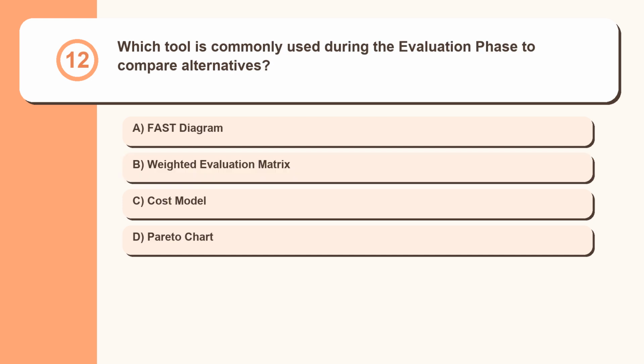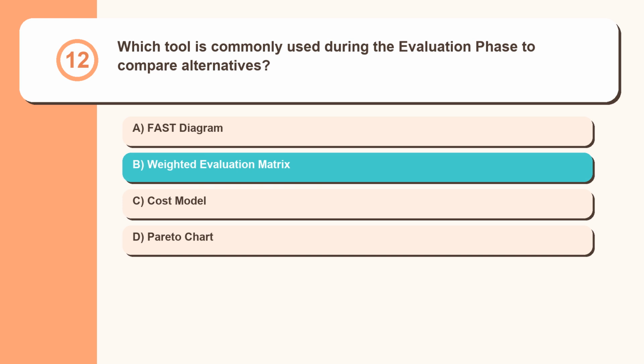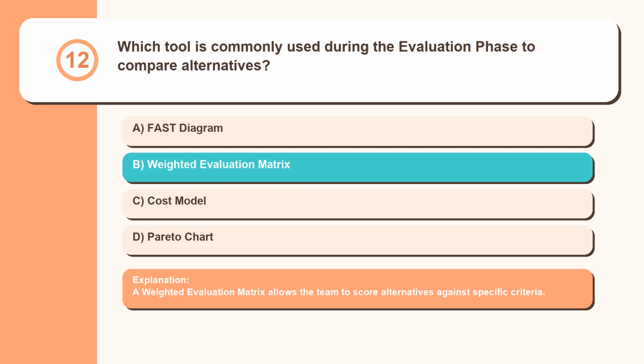Question 12. Which tool is commonly used during the evaluation phase to compare alternatives? Fast diagram, weighted evaluation matrix, cost model, Pareto chart. A weighted evaluation matrix allows the team to score alternatives against specific criteria.